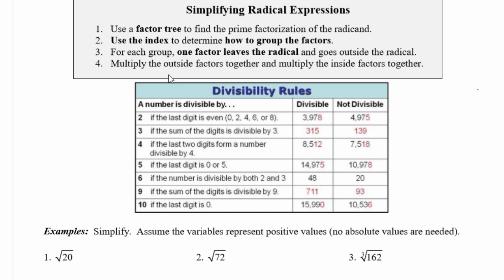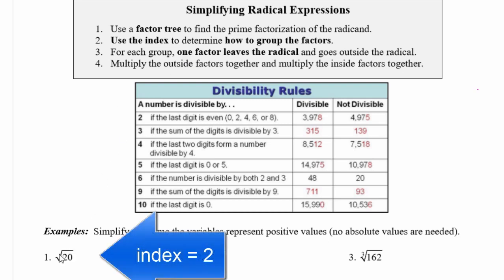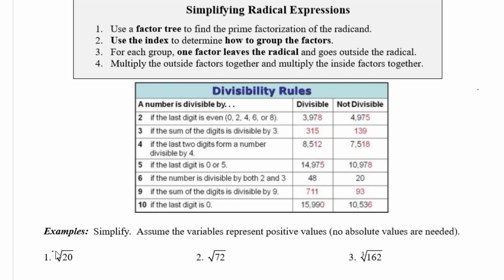So when you have a radical like this one where the index is not written in, it's understood that there's a little invisible 2 there. It's like there's a little missing 2 that's not written, and that's your index in a square root. And we don't have such a thing as a 1 root, just in case you were wondering. So if this is a little invisible 2 here, when we do our factor tree for 20, we're going to group the factors in groups of 2.